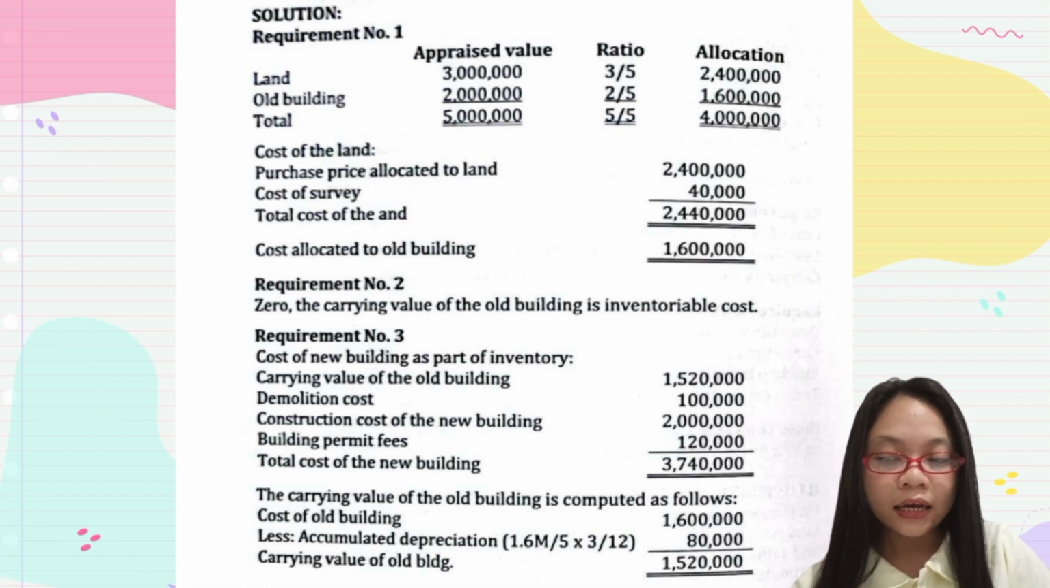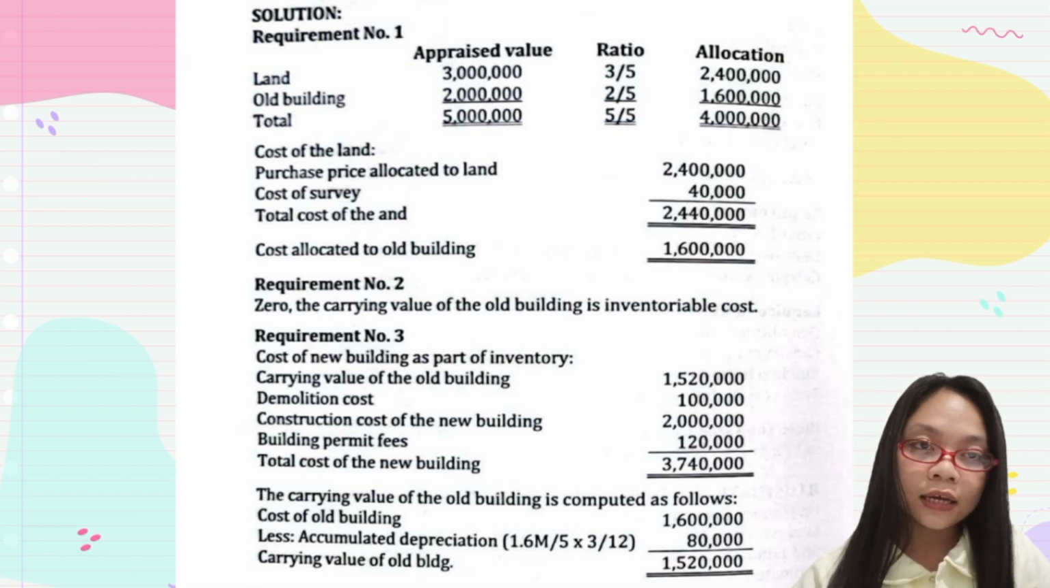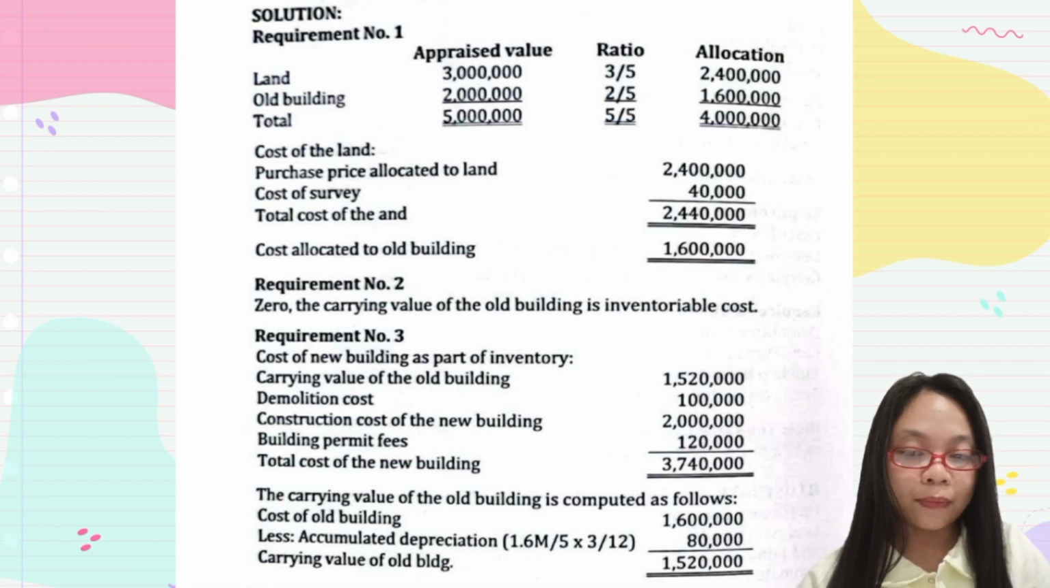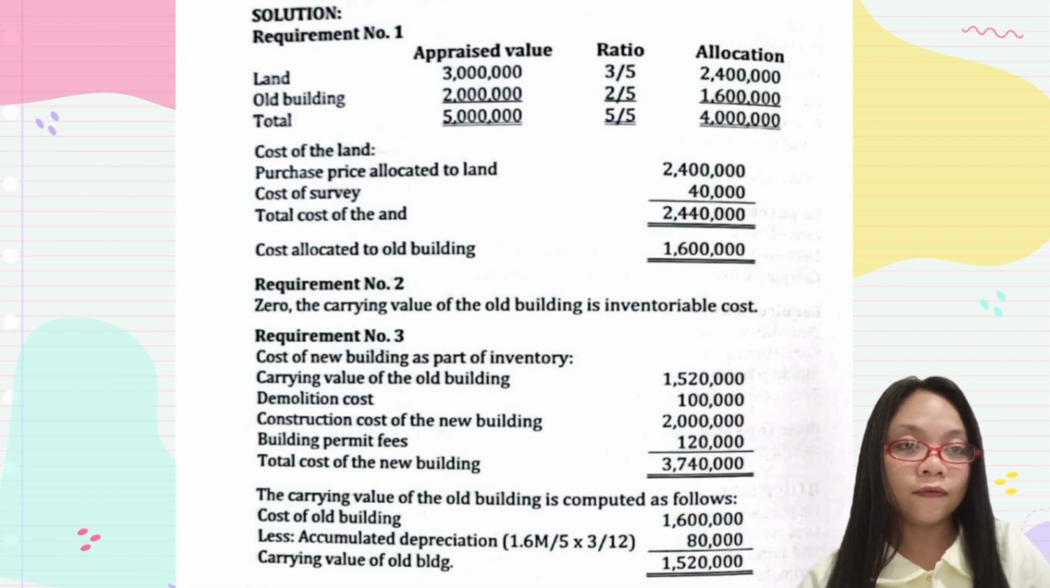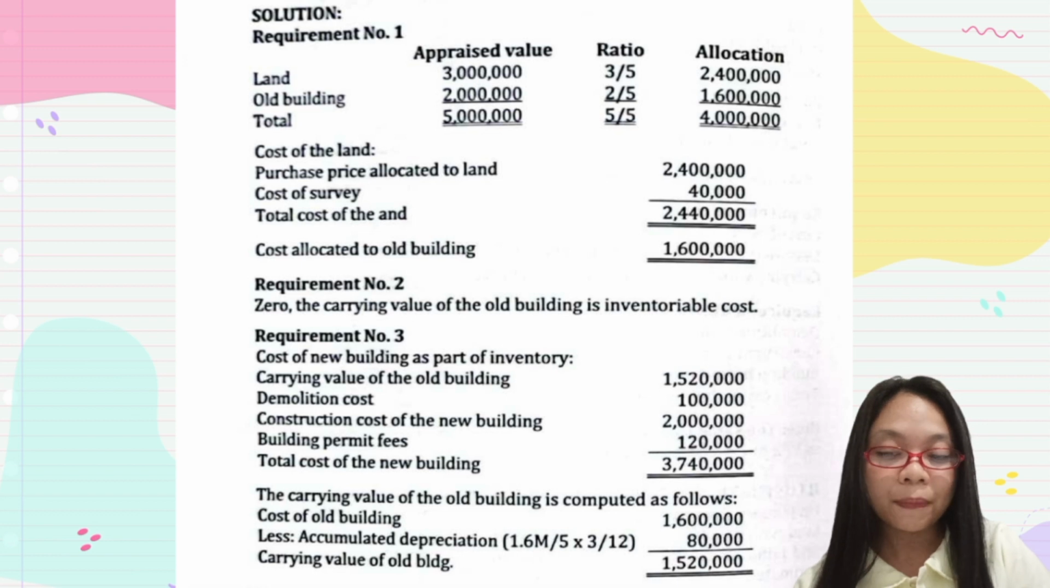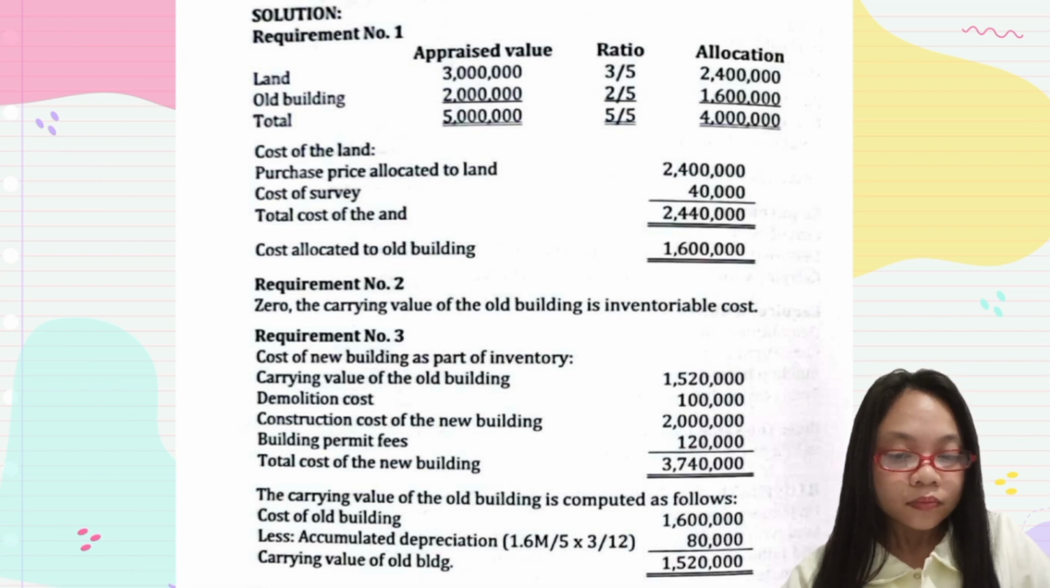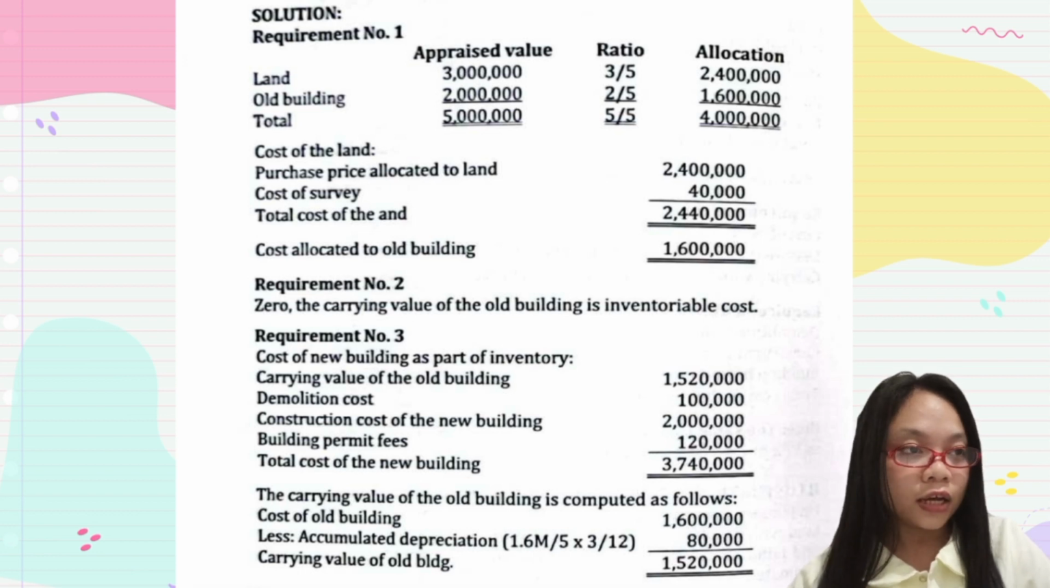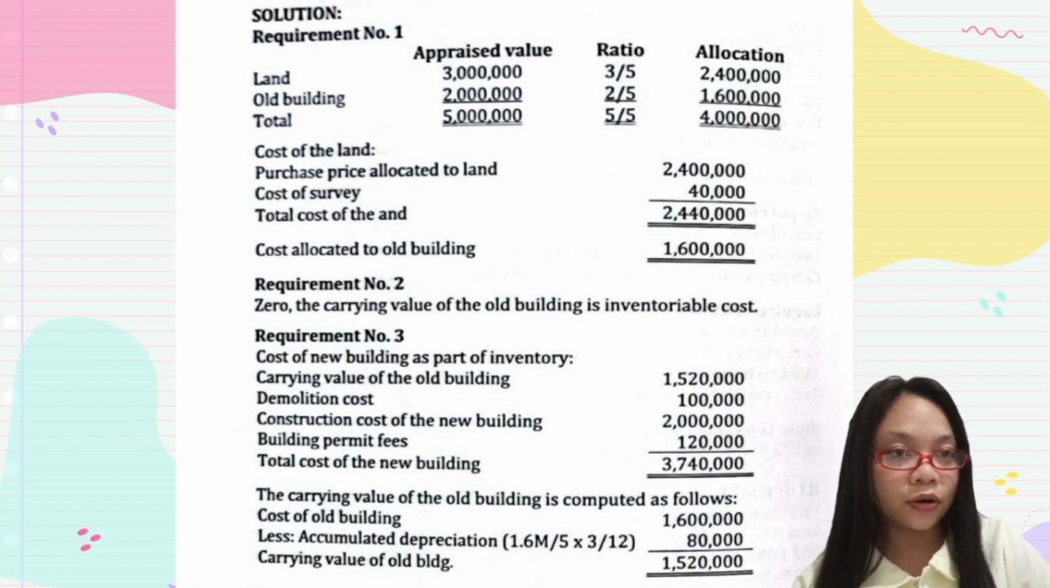Right? If the new building will be used as inventory, the carrying value of the old building is not charged to loss on retirement, unlike in PPE and investment property. This is because it will be capitalized as inventory. It can become part of your expenses. So, it can become cost of goods sold once you have sold that inventory. So, the answer is 0.